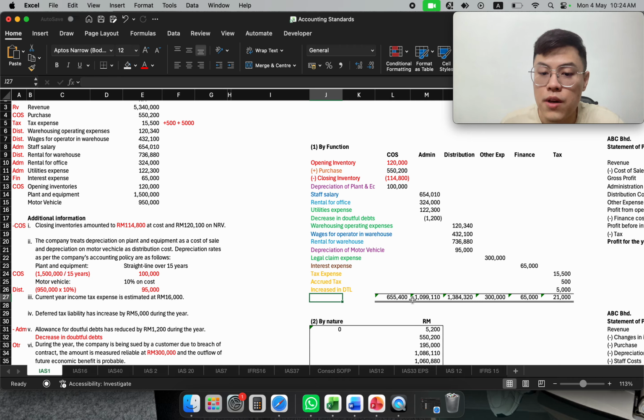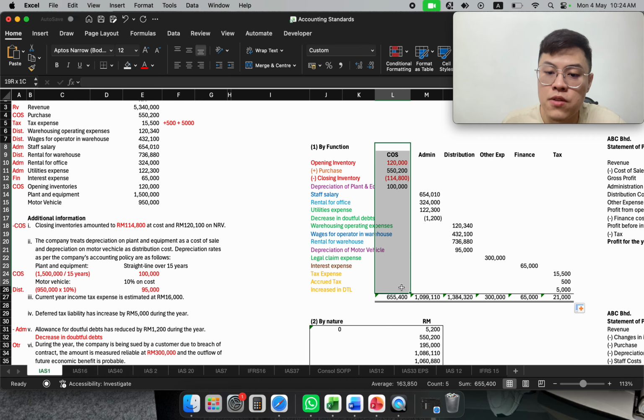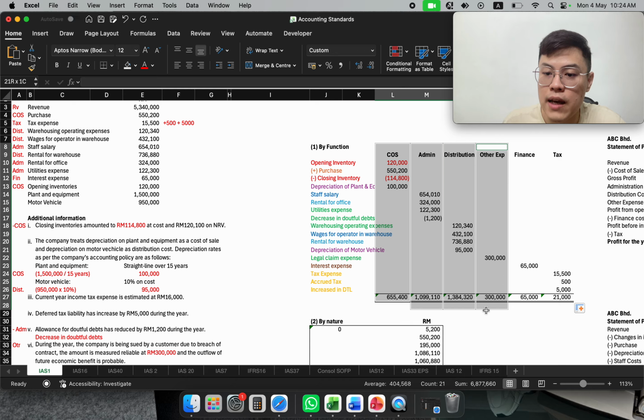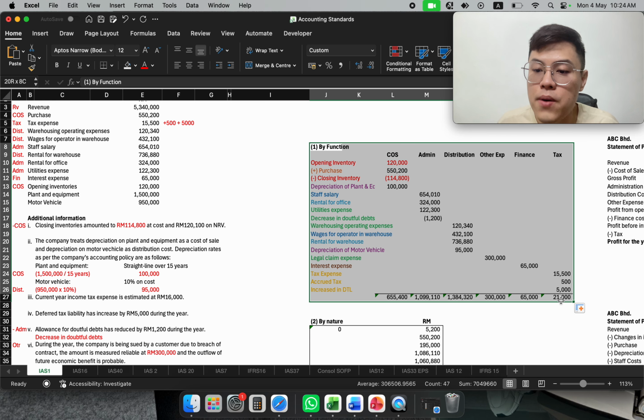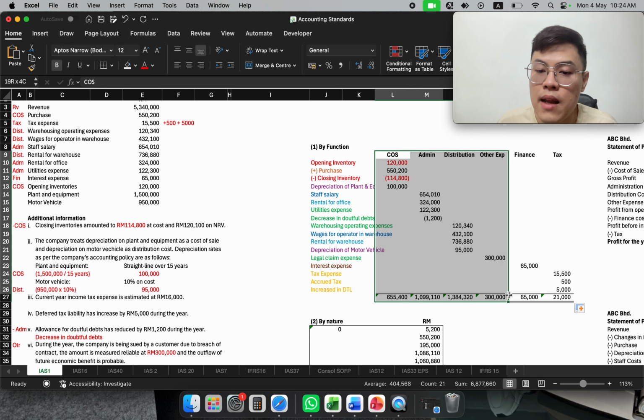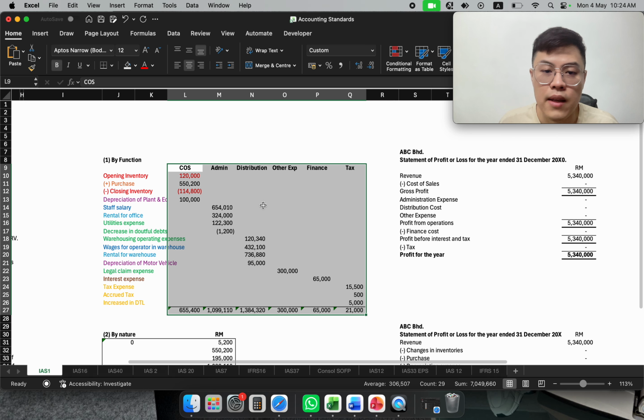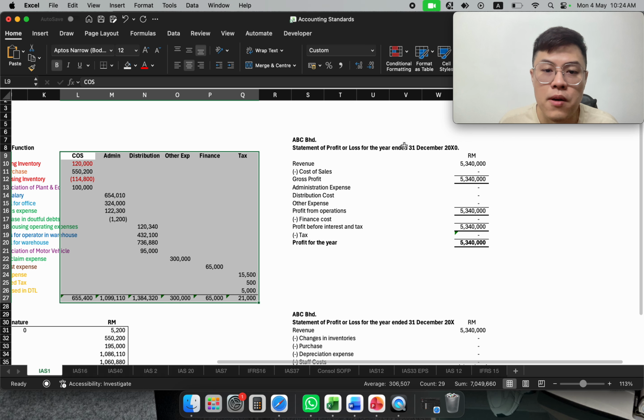So if you sum up everything, that will be your total breakdown for cost of sales, for admin, distributions, other expenses, finance, and your tax. And by functions, very simple. You just need to present. Now all these are in here, and we need to move it to the statement of profit or loss.